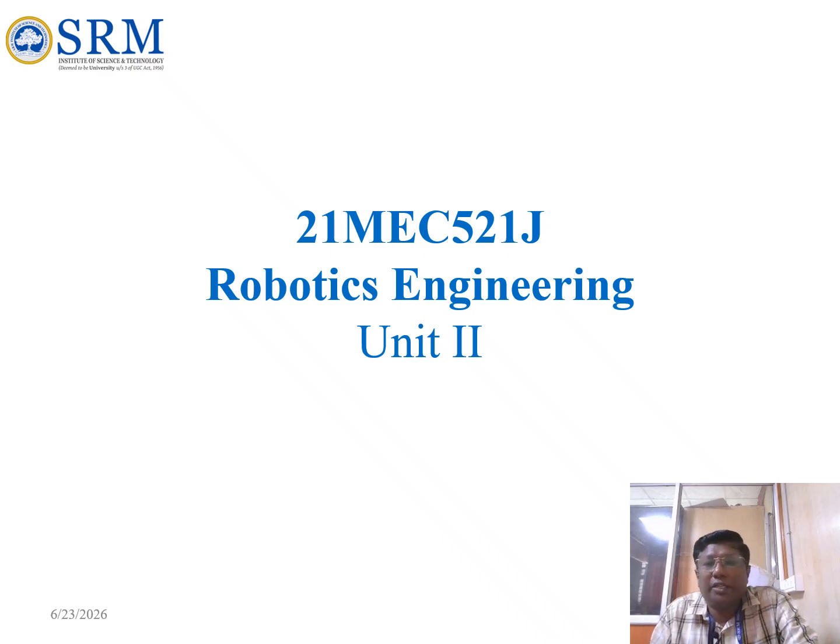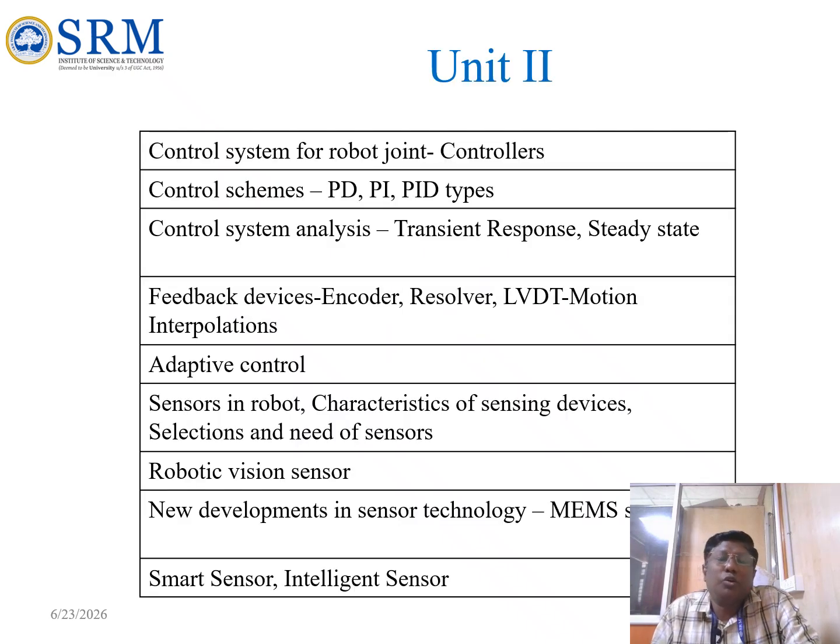Now we'll see unit 2. If you look at unit 2, control systems for robotic joint controllers, what are the different types of controllers: PD, PI and PID controllers, and the control system analysis, transient response, steady state and other things, and feedback devices: encoder, resolver, LVDT, motion interpolation and active control, adaptive controller also.